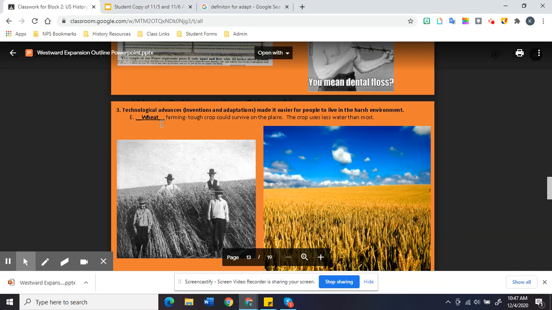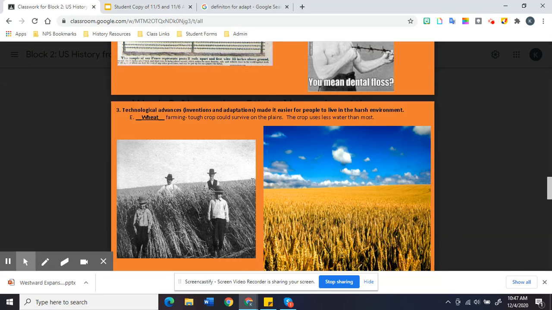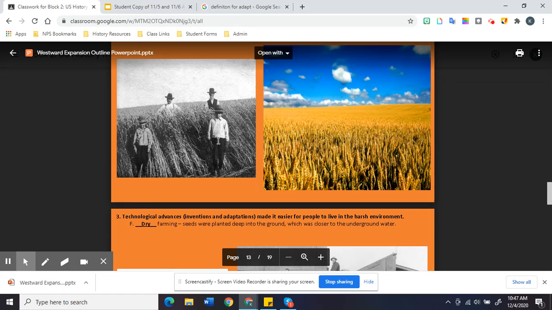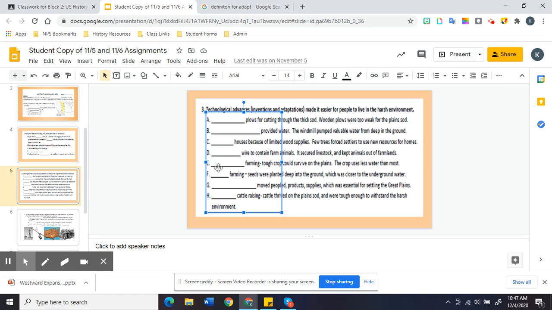So they developed wheat farming. It was a tough crop that could survive on the plains. And it used less water than most because it's not making those fruits or vegetables like we know. It doesn't have to grow a cucumber. It just kind of grows like a grass. So E is wheat farming.